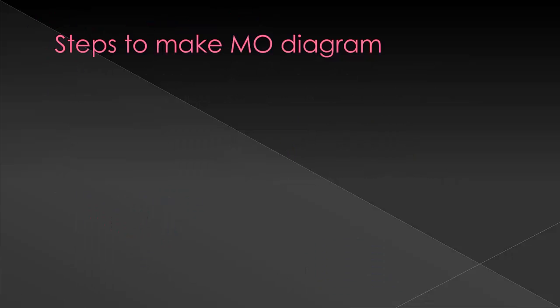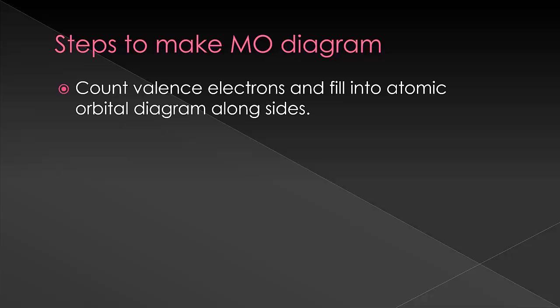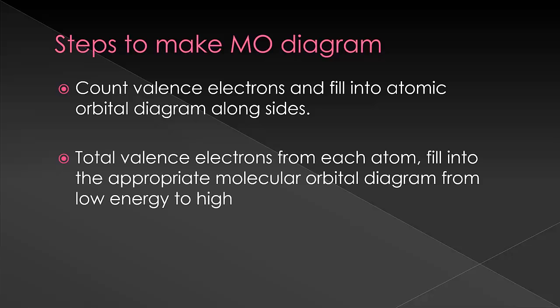When we're making an MO diagram, it's good to have some guidelines. So here are the guidelines on how to make an MO diagram. You'll first want to count your valence electrons and draw the atomic energy level diagrams just like how we did in previous chapters. Do one for each atom that is involved in the molecule. You'll do these along the sides. In the middle, you'll want to put the appropriate molecular orbital diagram.